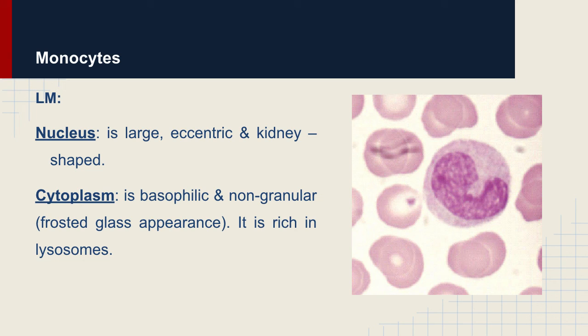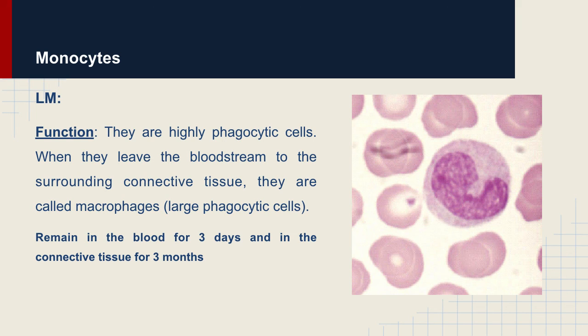By electron microscope, they have pseudopodia, well-developed Golgi apparatus, few mitochondria, and lysosomes. Function: we have to know just that it is a highly phagocytic cell. We don't have to know the other points here. They perform their function after leaving the bloodstream. When they leave the bloodstream into the connective tissue, they change their name from monocyte into macrophage.